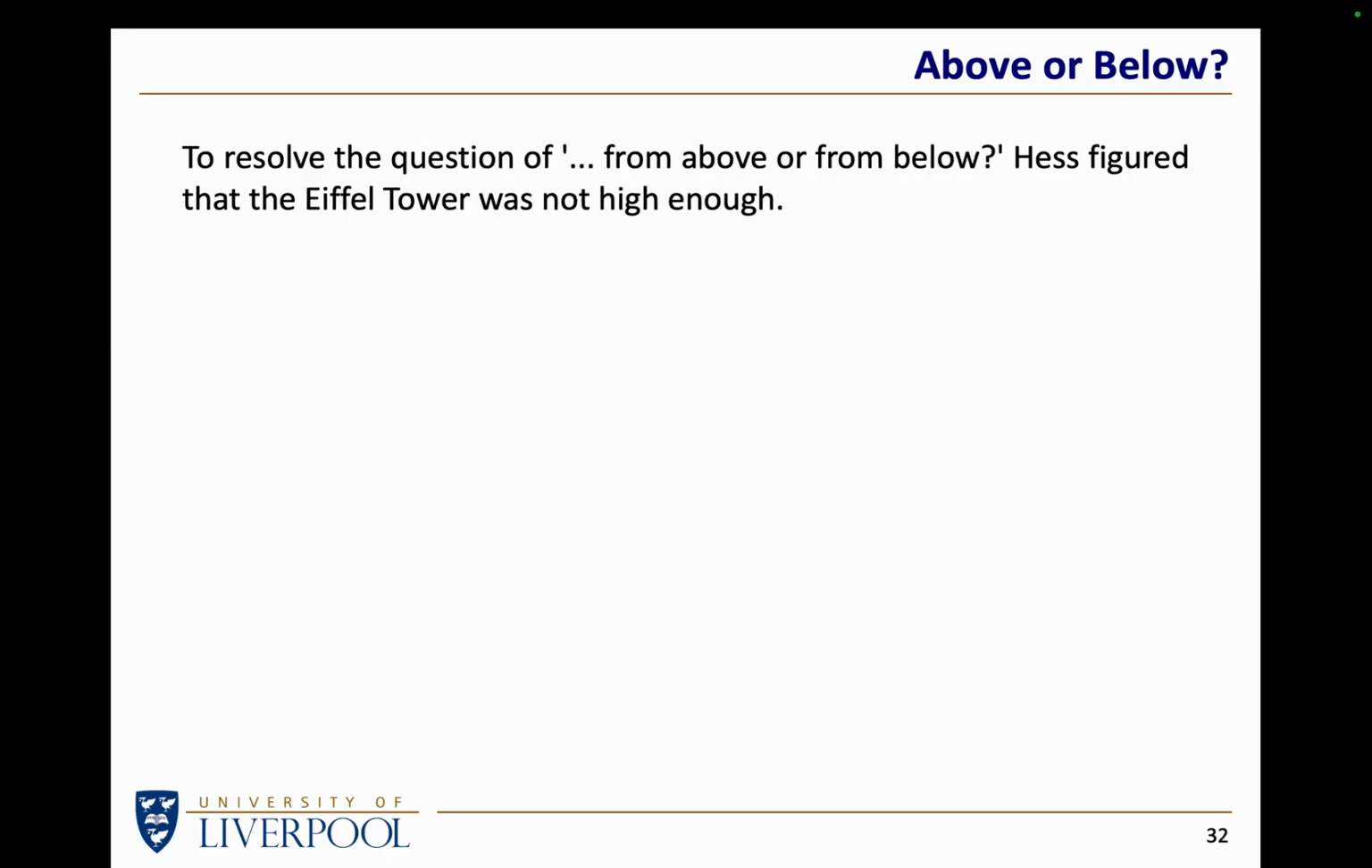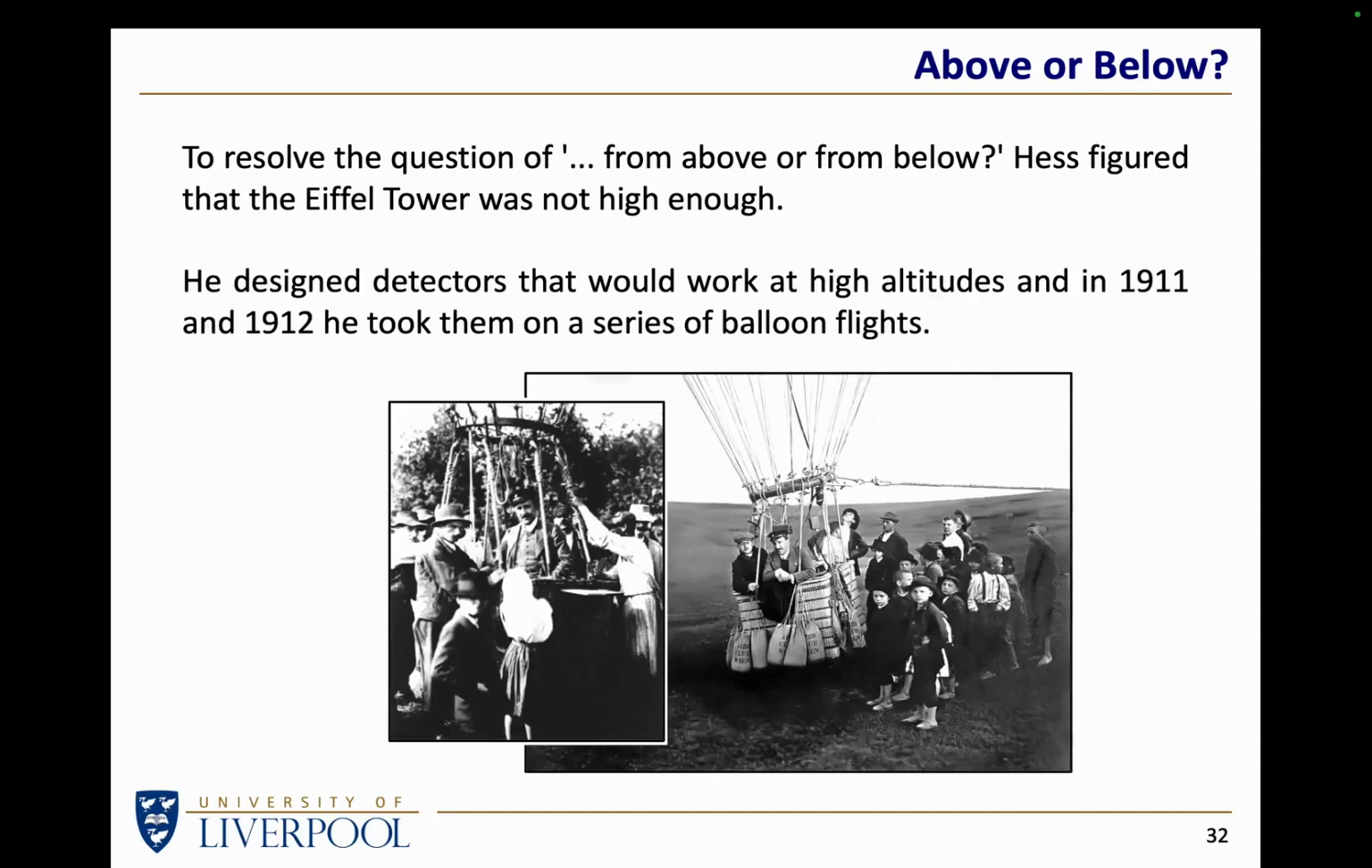This is effectively where Hess came in. We had to try and figure out, is this background radiation, whatever it is, coming from above or from below? Hess figured correctly the Eiffel Tower is simply not high enough to make enough of a difference to reliably tell what's going on. So he figured, how do you get higher than the Eiffel Tower? At the time, there was only one way to do it, balloon flights. So basically in 1911, 1912, he designed himself some electroscopes, some detectors that were robust enough to survive going up in a hot air balloon.